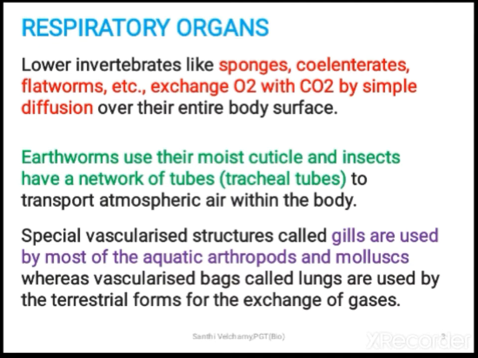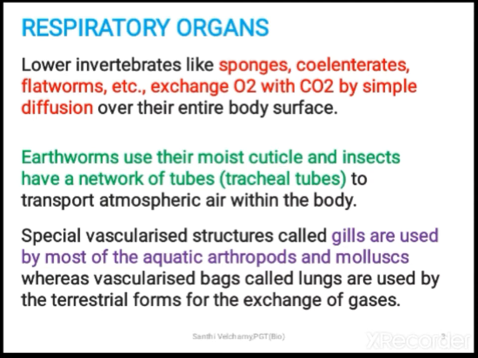Lower invertebrates like sponges, coelenterates and flatworms exchange oxygen and carbon dioxide by means of simple diffusion over the entire body surface. They don't have a special respiratory organ. When you observe earthworms, they have moist skin, through which they do cutaneous respiration, the exchange of gases.